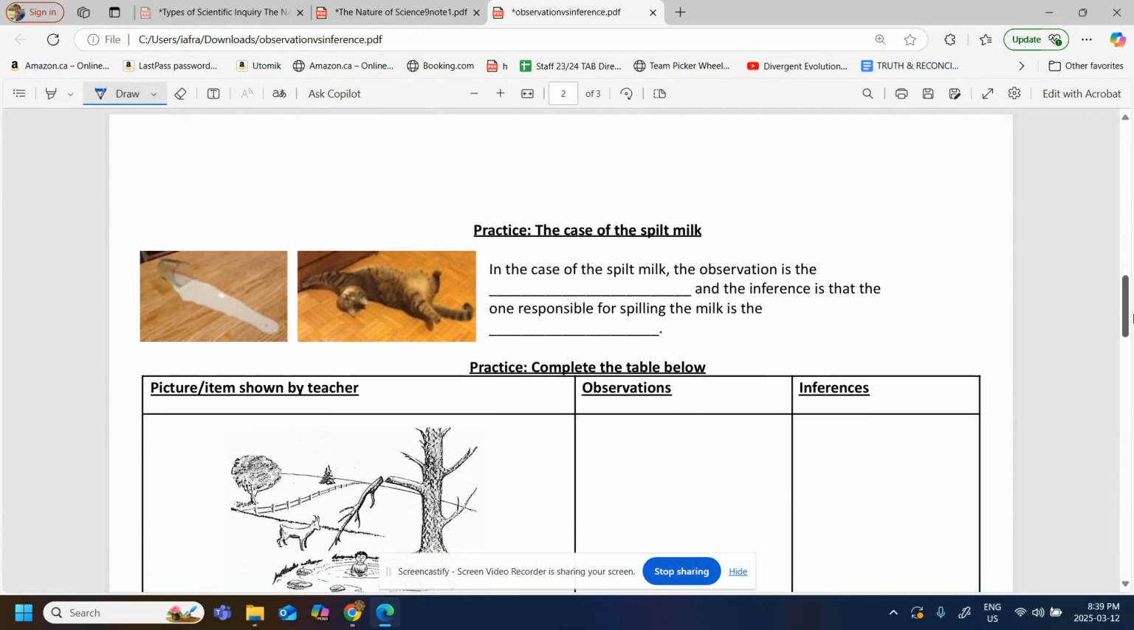So here we have an example. There's a cat and there's spilled milk. So suppose the observation here in this case is that there's some spilt milk and there was no one in the house but the cat. So you observed that there was some spilt milk and you inferred that the one responsible for spilling the milk must have been the cat.